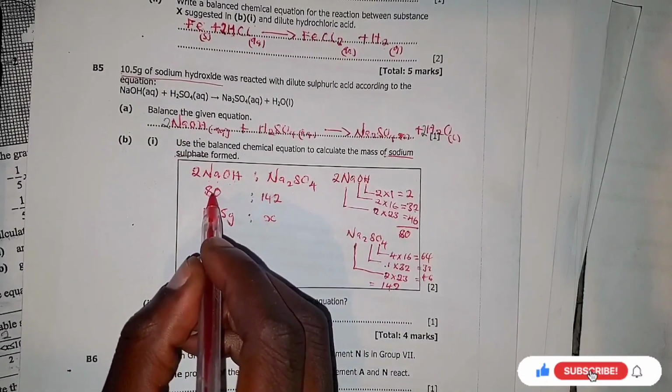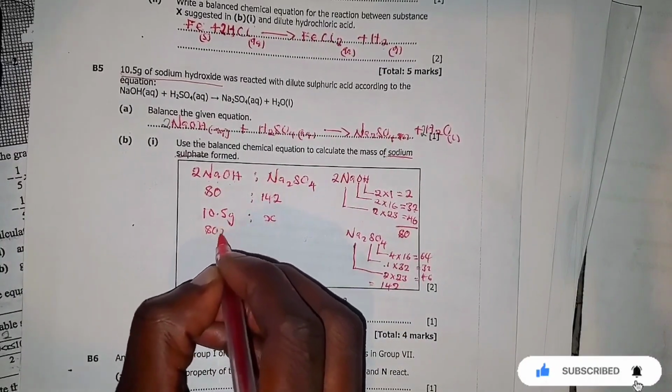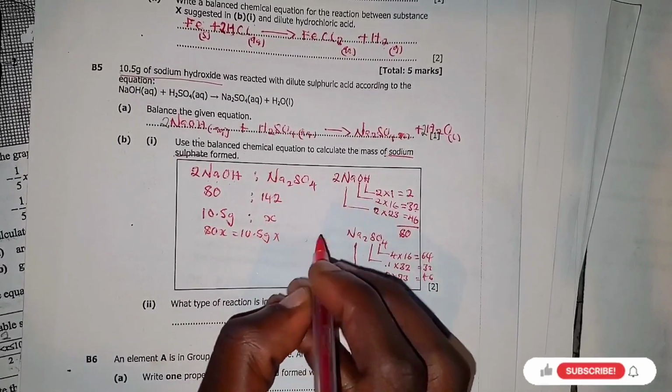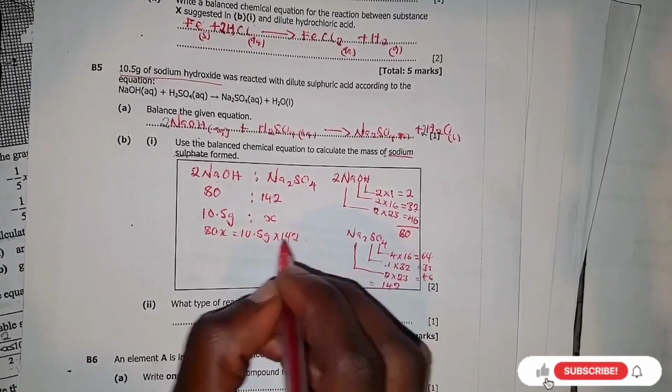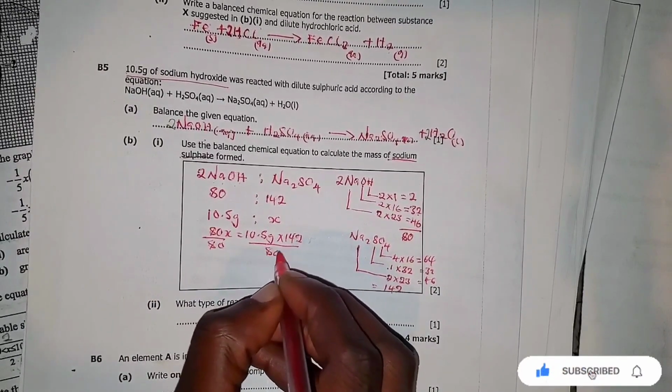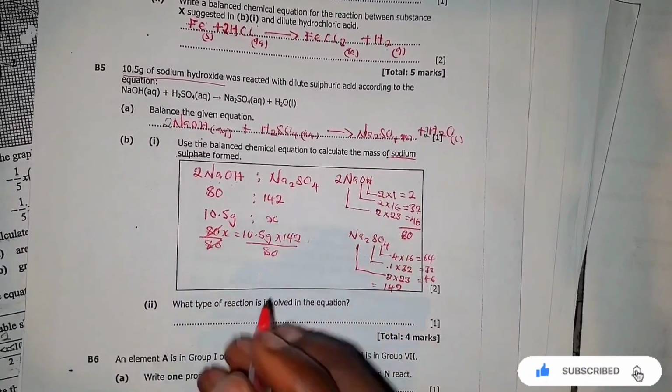When we cross multiply this times this, it will be 80x. Okay, it will be 80x equals 10.5 grams multiplied by 142. Then we divide both sides by 80. The 8 and the 80 will cancel.